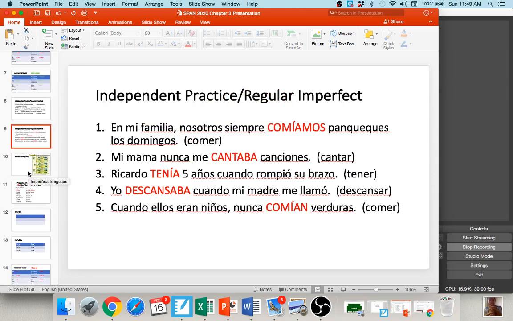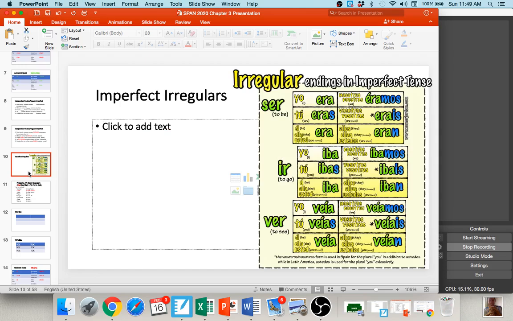Now, where students oftentimes get confused is in regard to the irregulars. So fortunately, in the imperfect, there are only 3 irregulars in the whole language. That would be ser, ir, and ver. Ser becomes era, ir becomes iba, and ver becomes veía.